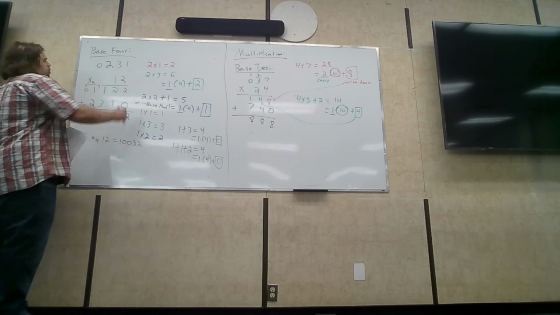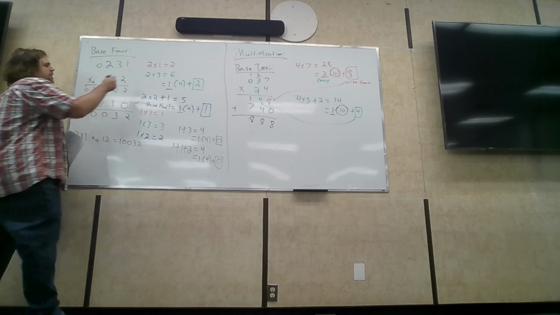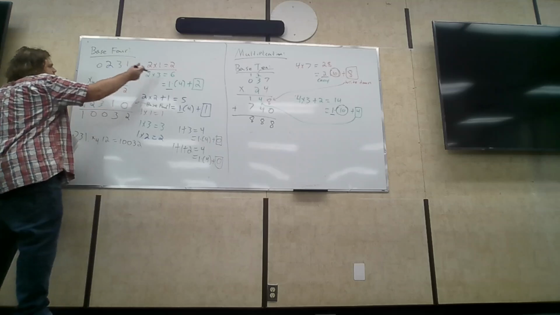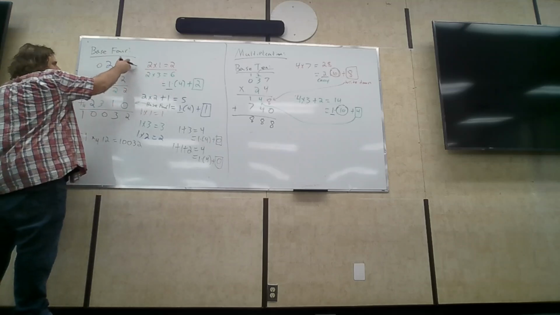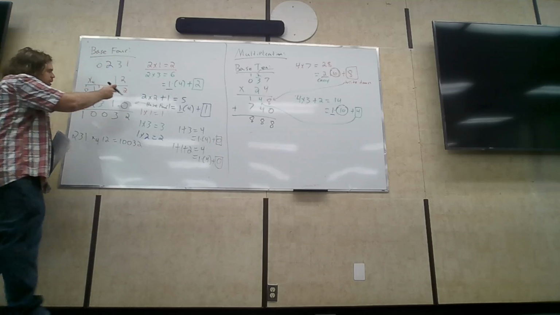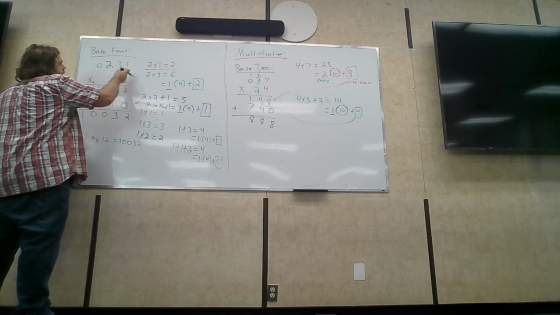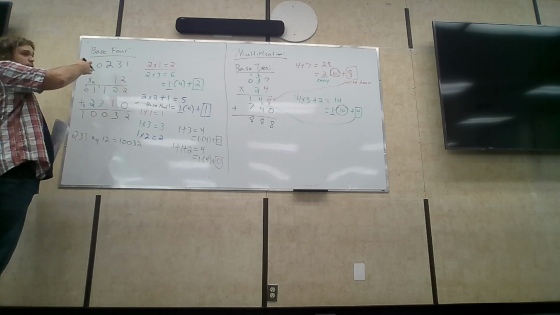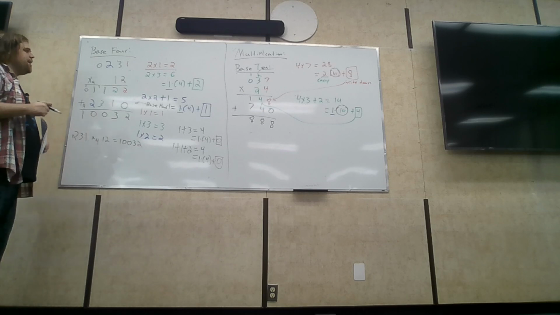Because here, I could do, well, 2 times, and some of it you don't have to write down. Like this one right here, you didn't have to do any carrying. So, 1 times 2 is 2. So you write down a 2. Here you could go, okay, 2 times 3. That's bigger than my base 4. So I'm gonna write it down to figure out how much carrying I have to do.